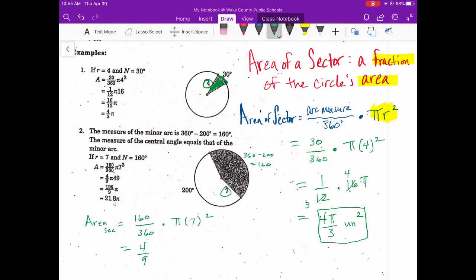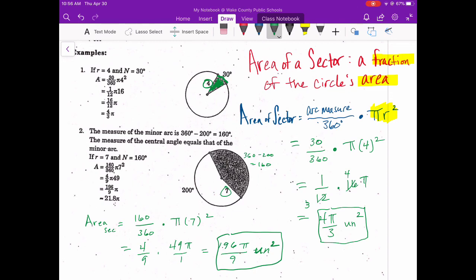And then 7 squared is 49. So 49 pi over 9. 49 and 9 don't have any common factors, so we're just going to multiply top times the top, bottom times the bottom. 4 times 49 is 196 pi over 9. Just a real quick check to see if those can simplify, see if they have a common factor. And I don't believe they do. So we're going to leave that as 196 pi over 9 units squared. And that's our area of that second sector.